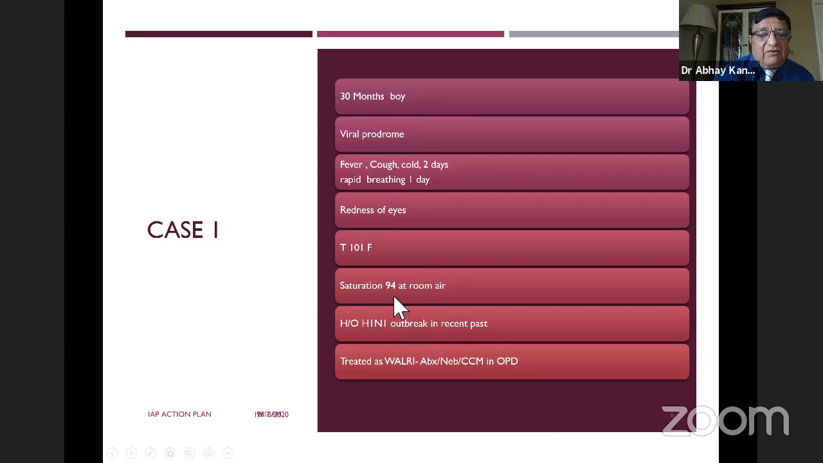So here we see that the child has got a viral prodrome. There was a recent outbreak of H1N1. There was redness of the eye. So multiple mucous membranes are affected. So probably we are dealing with a case of virus infection, and that was treated as a case of wheeze-associated infection with antibiotic, a cough cold mixture and nebulizer as an OPD case.